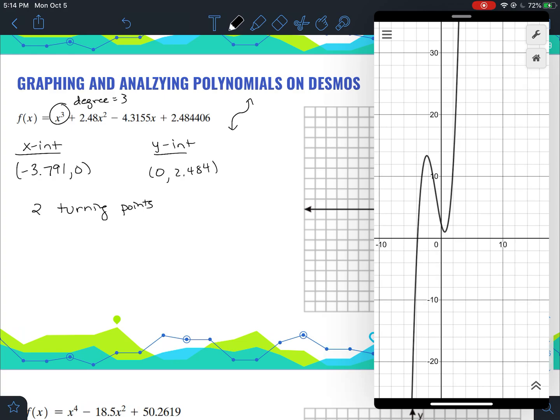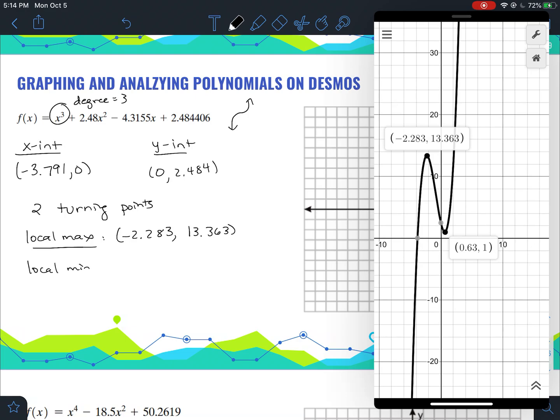And there we go. We can talk about where this graph is increasing, decreasing, where it has a local min, local max. So it has a local max right here. So it has a local max at the point negative 2.283, 13.363. And then it has a local min at that valley. So it has a local minimum or a relative minimum at the point 0.631.